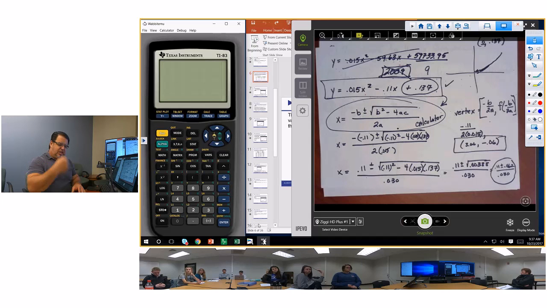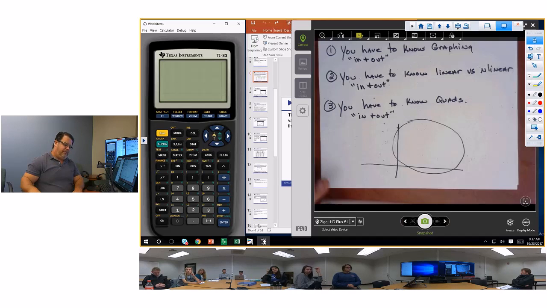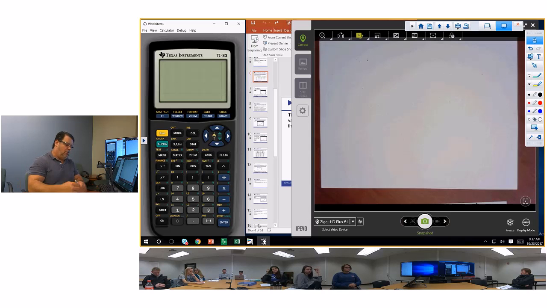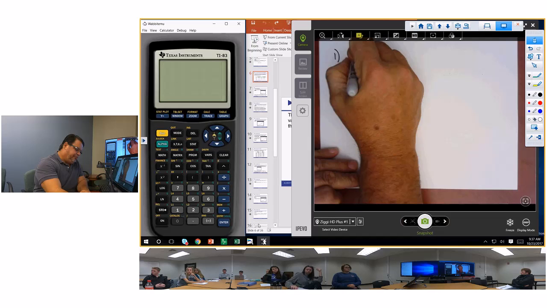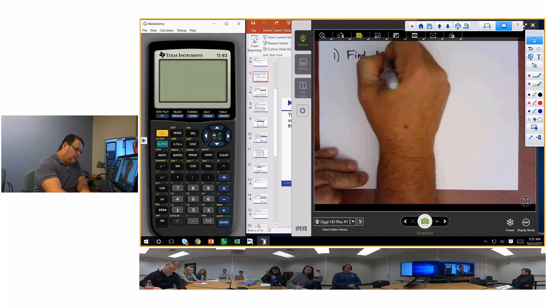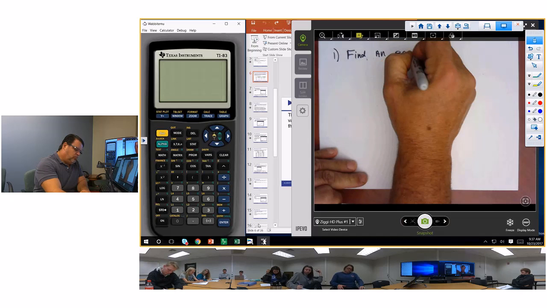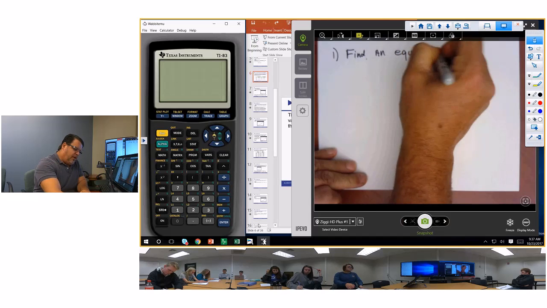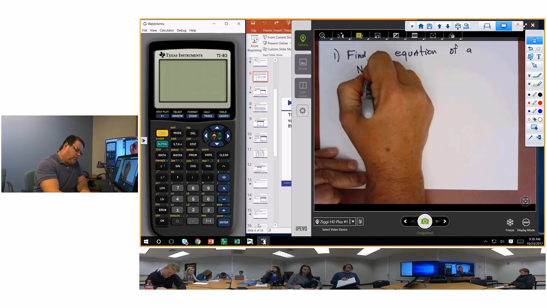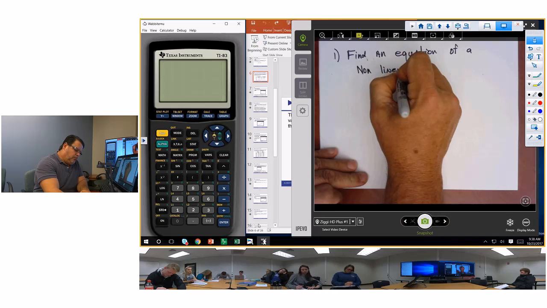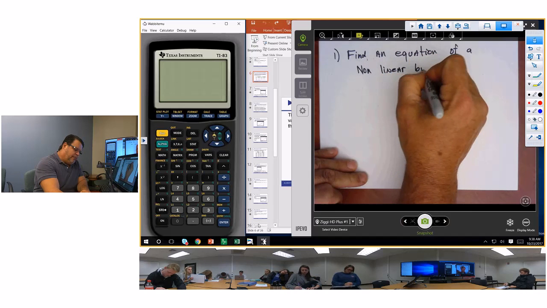Okay, so that's basically what we're doing in 3.4. The first thing you need to be able to do in 3.4 is find an equation of a nonlinear function by hand.